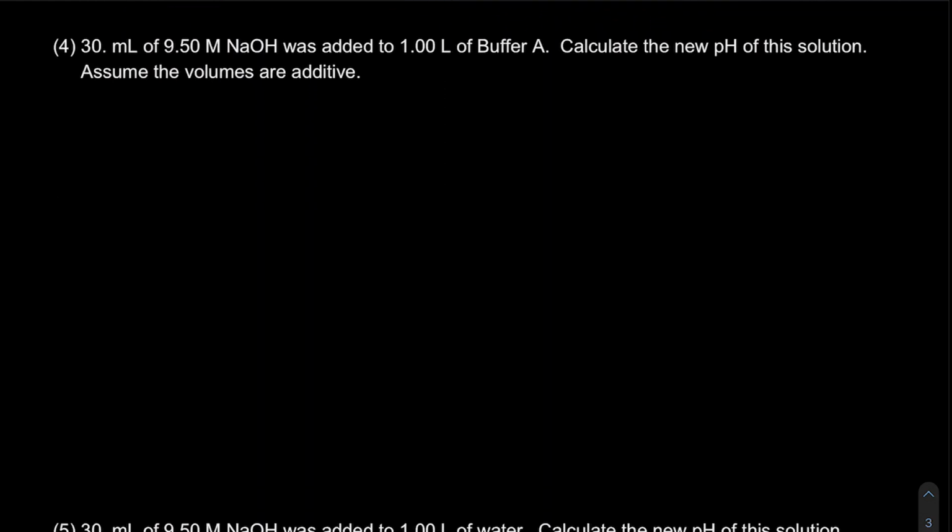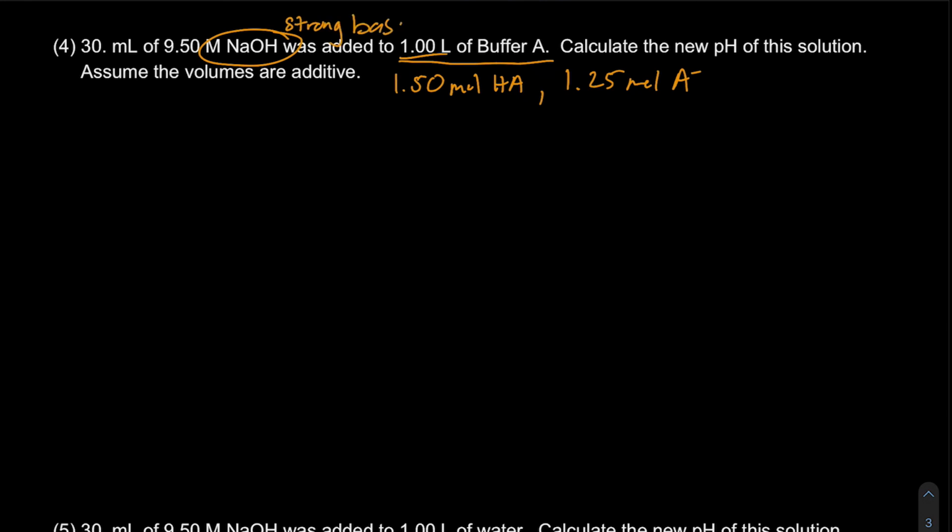What happens if we add a base to a buffer solution? Again, we have our 1 liter of our buffer. I'm just going to stick with our mole amounts that we had originally talked about: 1 mole of our acid, 1.25 moles of our base. Again, that's because we have our 1 liter solution. To this, we're going to add sodium hydroxide. And we remind ourselves that sodium hydroxide is a strong base. It's a metal hydroxide that is soluble in water.